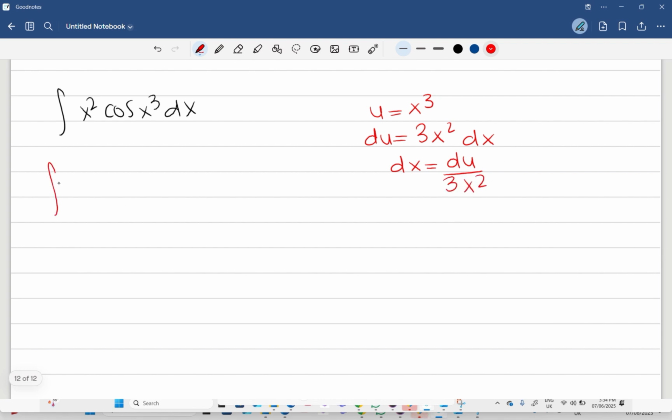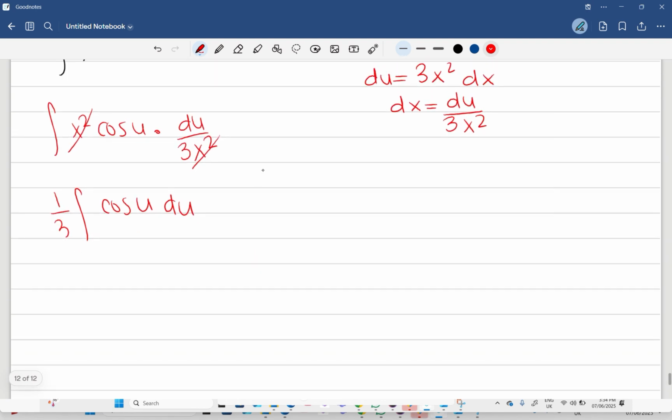Let me rewrite my integration. The integral of x squared cosine u multiplied by dx, which is what? Du over 3x squared. X squared and x squared are going to cancel. Now I have du over 3, which is the same thing as saying 1 over 3 du. So I'm going to take the 1 over 3 outside. Cosine u du. Now, the integration of cosine is sine. So I'm going to take 1 over 3 sine u plus c.